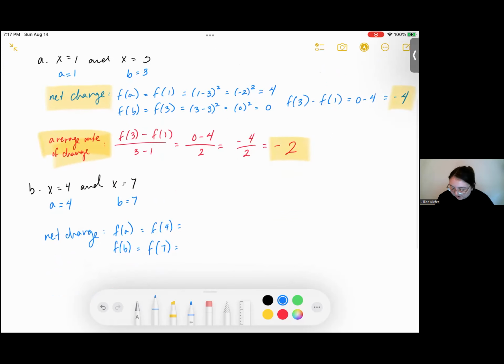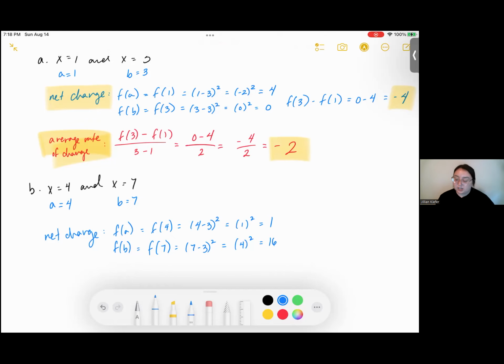All right, so we're replacing x in our function with 4. So we'll have 4 minus 3 squared. 4 minus 3 is 1. So we have 1 squared, which is just going to be 1. Then f of b, we have f of 7. So we're replacing x with 7 within our function there. So we've got 7 minus 3 squared, which is going to be 4 squared. And 4 squared is 16.